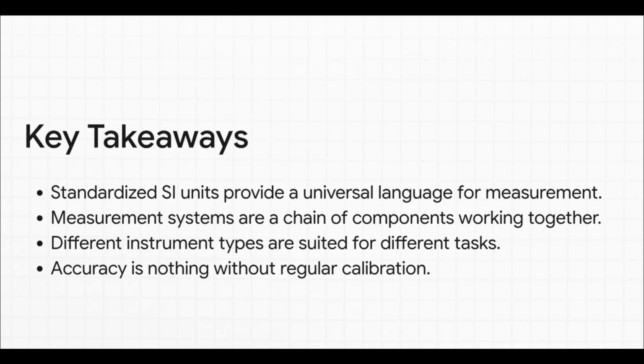All right, let's wrap this up. What are the big ideas to take away? First, we need standards, like the SI system, so we can all speak the same measurement language. Second, every measurement is actually a system, a chain of events. Third, there's a whole toolbox of different instruments out there for different jobs. And finally, and this is the big one, all the accuracy in the world doesn't mean a thing if you're not doing regular calibration to keep it that way.